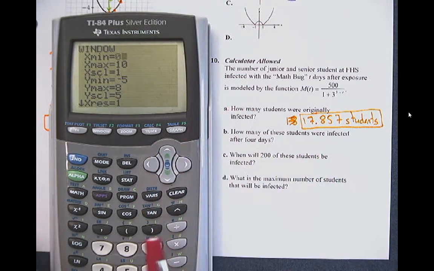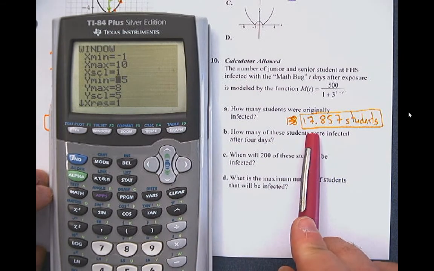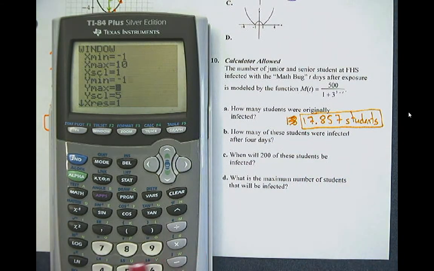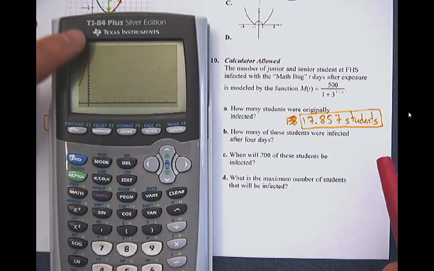Let's give ourselves a little room. Let's go -1. And then we know we go at least up to 20. So I'm going to go from -1 up to, let's say, 20. We'll count by ones. I'll count by twos. Okay, so there's our picture. Oh boy, it gets pretty big pretty fast.